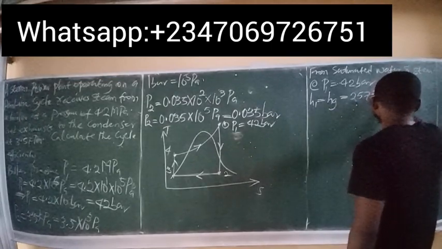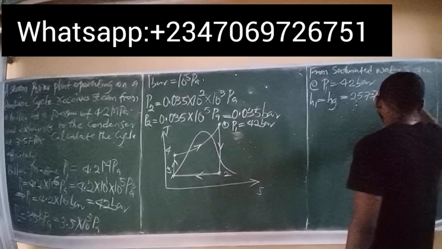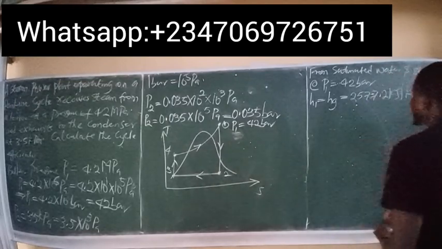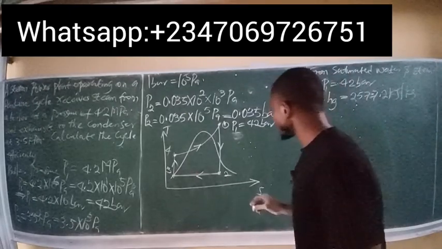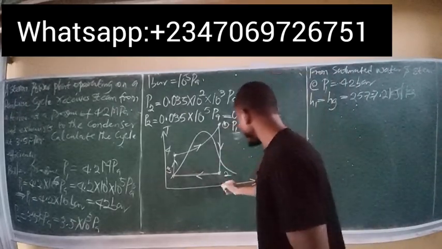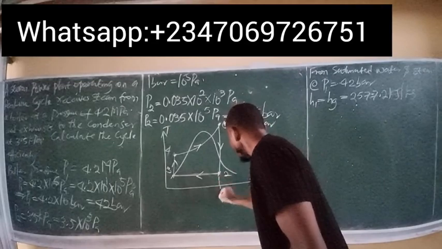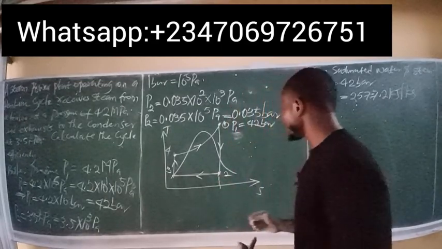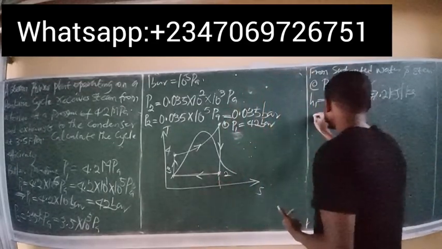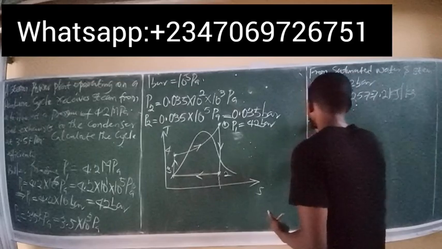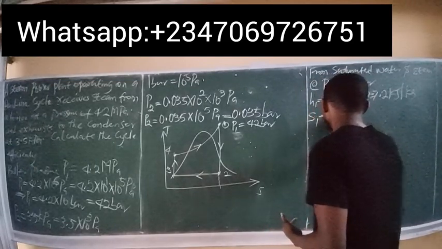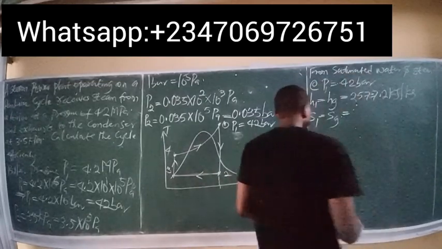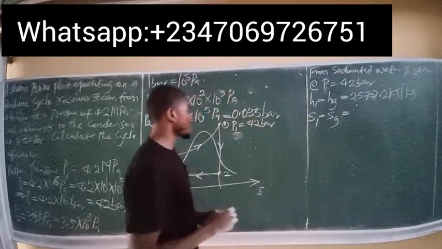2577.2 kilojoules per kilogram. So that gives you Hg. Also, notice that state 1 and state 2 is isentropic, like I said. So it means they have the same entropy. So also you find S1, find entropy at state 1 under that same condition. S1 is also equal to Sg. So you find Sg at 42 bar.